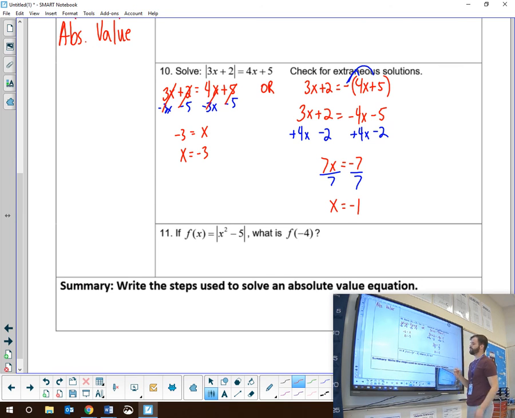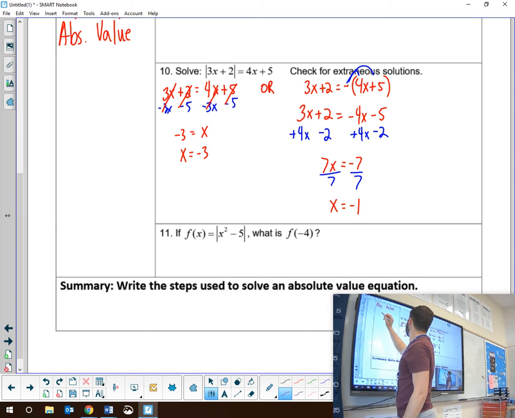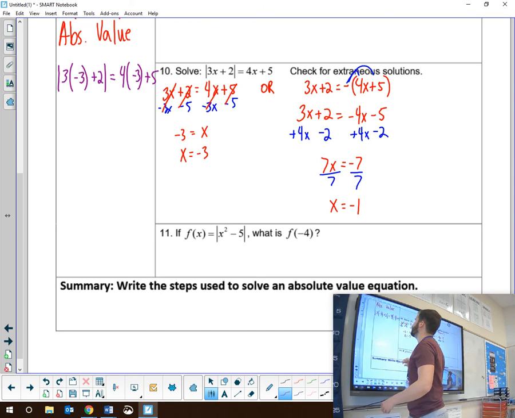So here are my two answers, but we still need to check and see if any of them are extraneous. I'm going to start with this negative 3, and I'm going to check this and see if it's extraneous. So I'm going to go absolute value of 3 times, we're going to plug in that negative 3 in for x. 3 times negative 3 plus 2 equals 4 times negative 3 plus 5. Well, 3 times negative 3 is negative 9. Negative 9 plus 2 is negative 7.